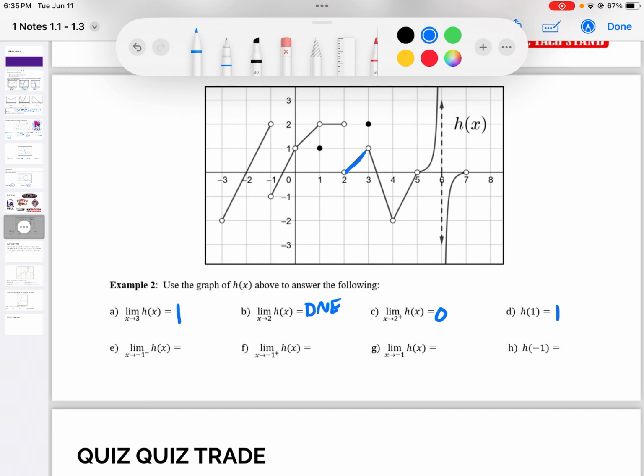The limit as x approaches negative 1 from the left, so here's negative 1. From the left, the y value is getting closer to 2. From the right, it would be negative 1. Okay, just the double-sided limit as x approaches negative 1, since it's not the same from the left and from the right, those weren't equal to each other, so we would say D and E. h of negative 1, the function value at negative 1, I don't see any points, so I would say D and E.